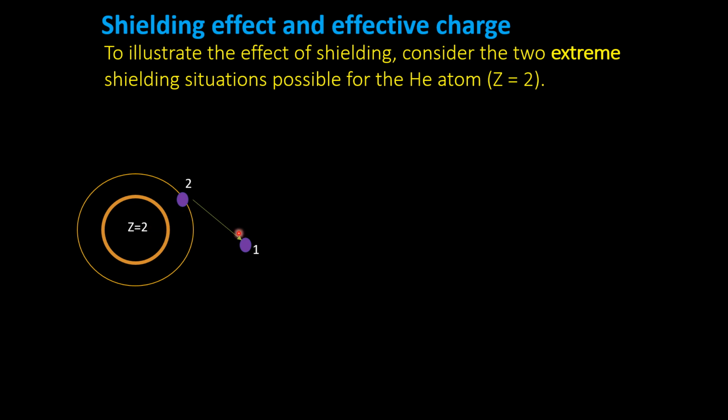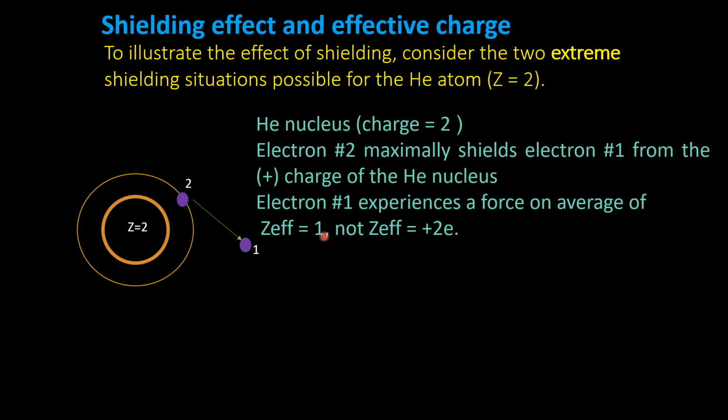So electron 1, which is away from the nucleus, is not going to feel Z equal to 2. Instead it feels Z equal to 1. So Z equal to 1 is the effective charge here. It means that electron 2 shields the nucleus from electron 1, or shields electron 1 from the nucleus. This is called the shielding effect of electron 2. So we can explain it like this: the helium nucleus has a charge of +2, and electron 2 here is the case of maximum shielding.